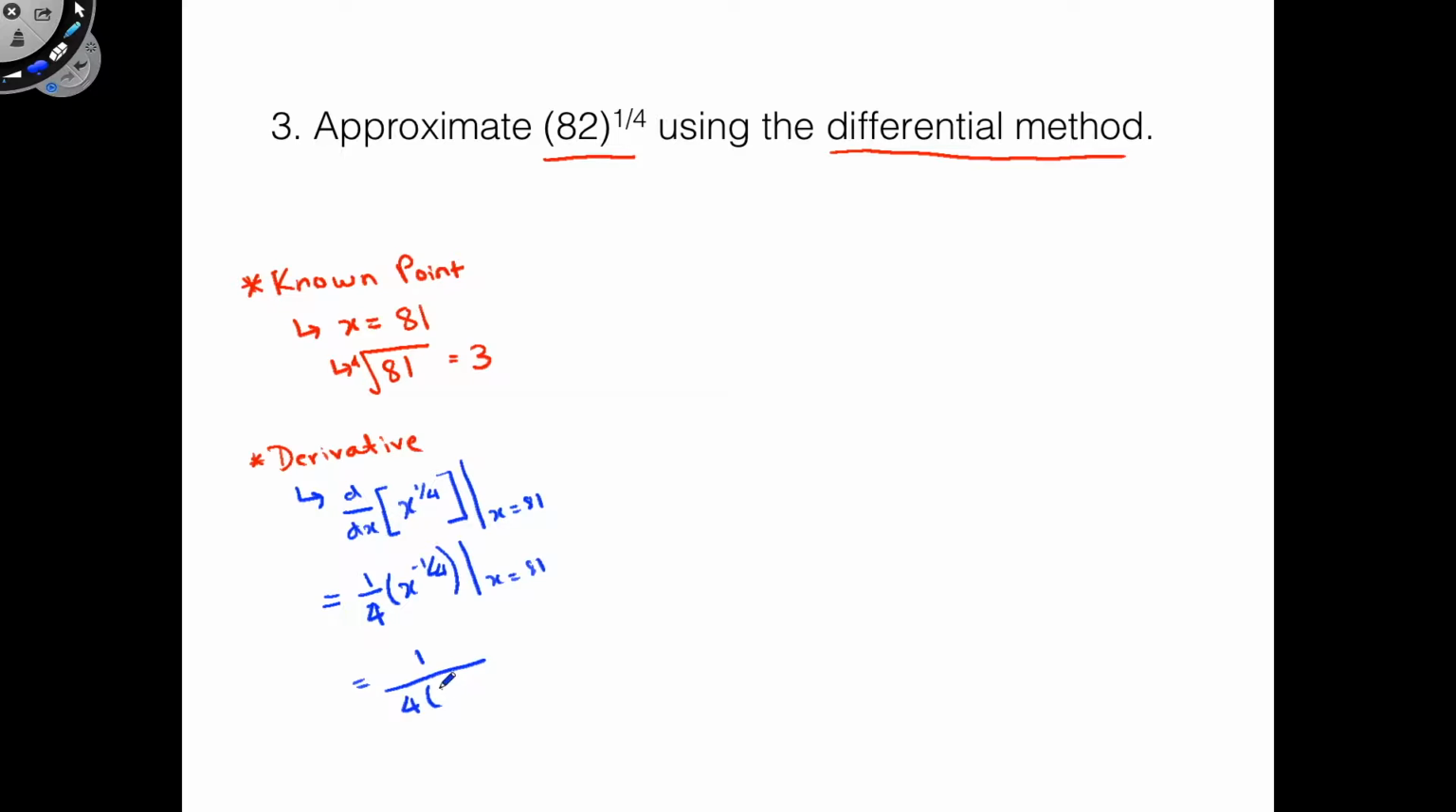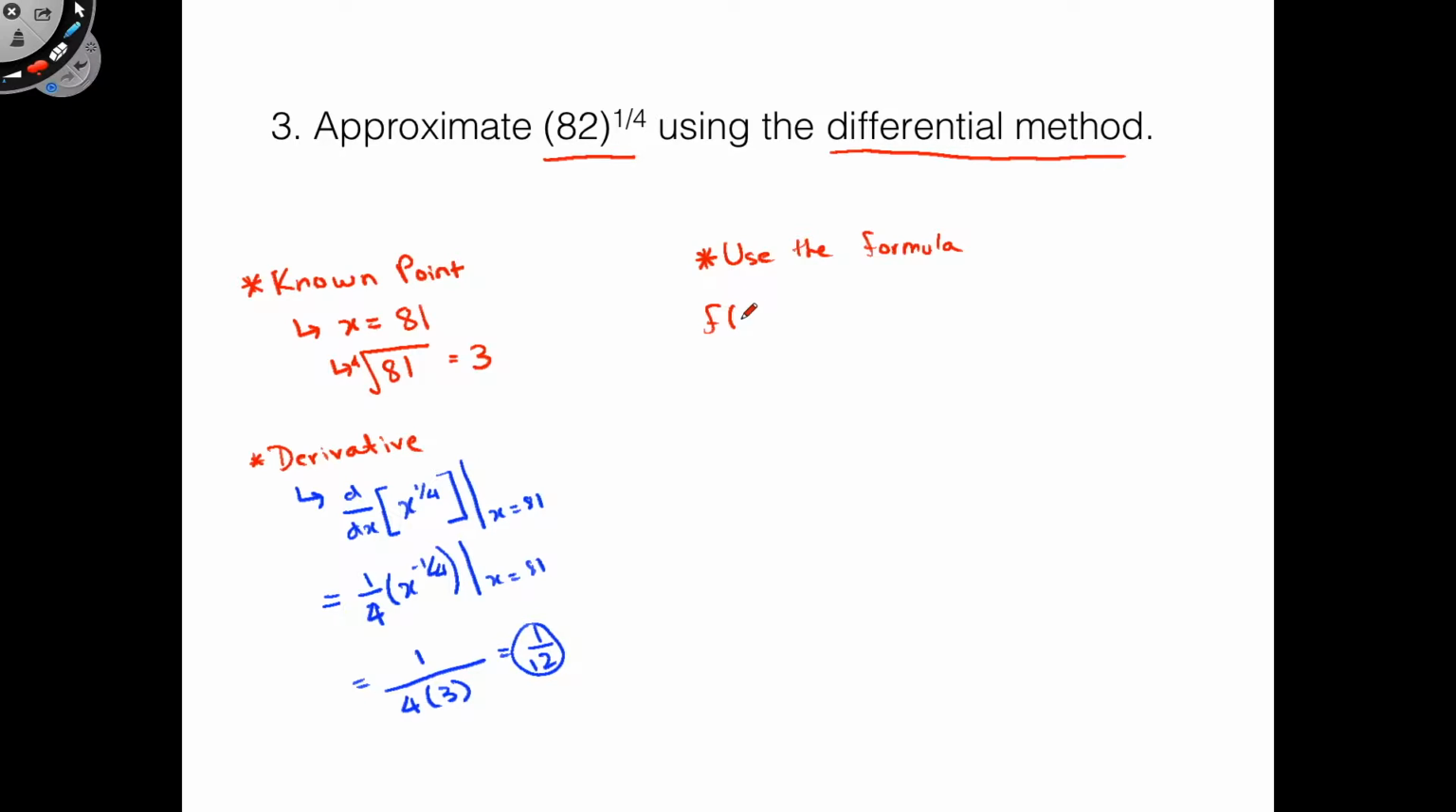1/4 times 1/27, because x to the negative 3/4 is basically just going to be 1/3 cubed... and that's just going to be 1/108. Okay, so that's what our derivative would be. Now we're just going to go ahead and use a formula.